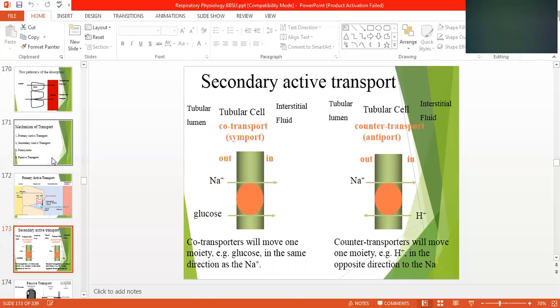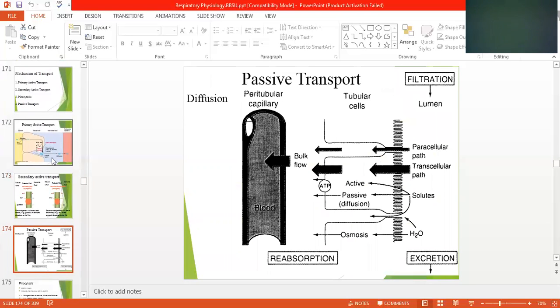Co-transporter moves one moiety, that is glucose, in the same direction as sodium. So in one place H is replaced by sodium, and in another place glucose is replaced by sodium. Passive transport.